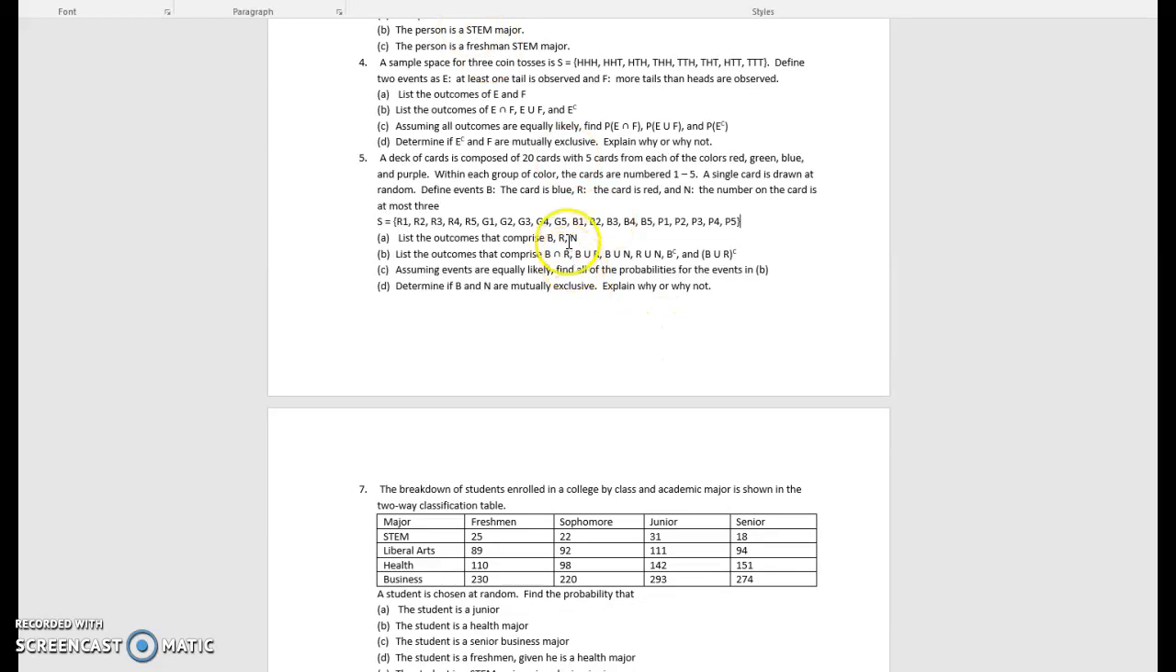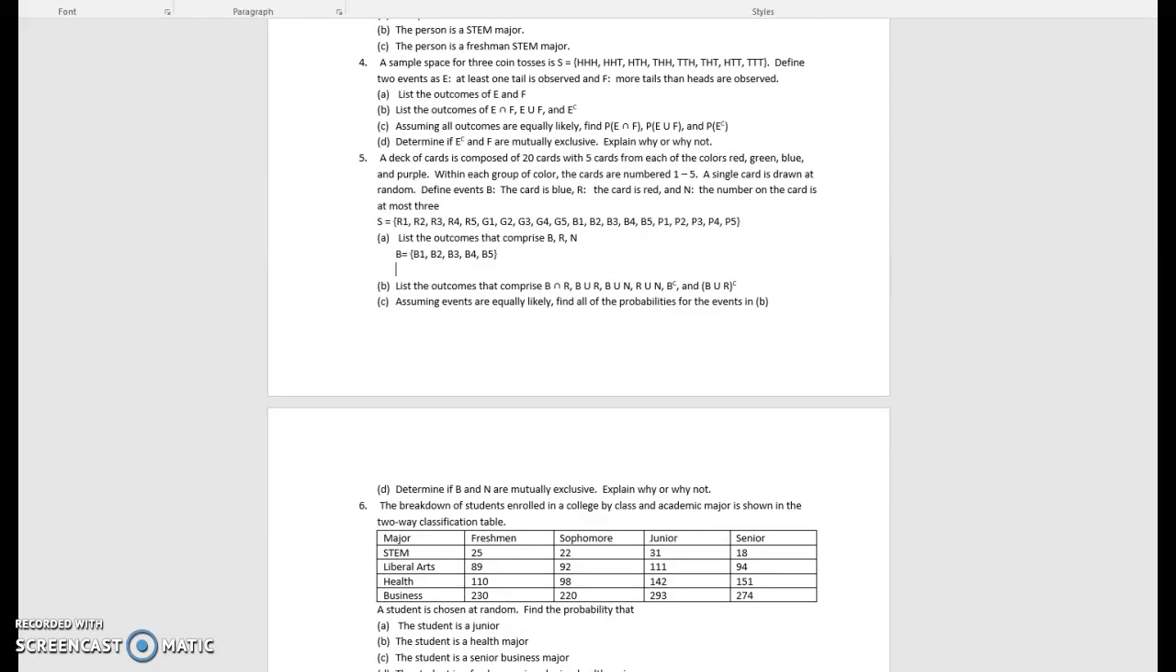Now let's look at part A. We want to list the outcomes that comprise event B, R, and N. Let's look at event B first. B is the cards that are blue. Well, we can look up in our sample space. That's B1, B2, all the way to B5. Alright, we also want event R, which is red cards. If we look in our sample space, that's R1 through R5.